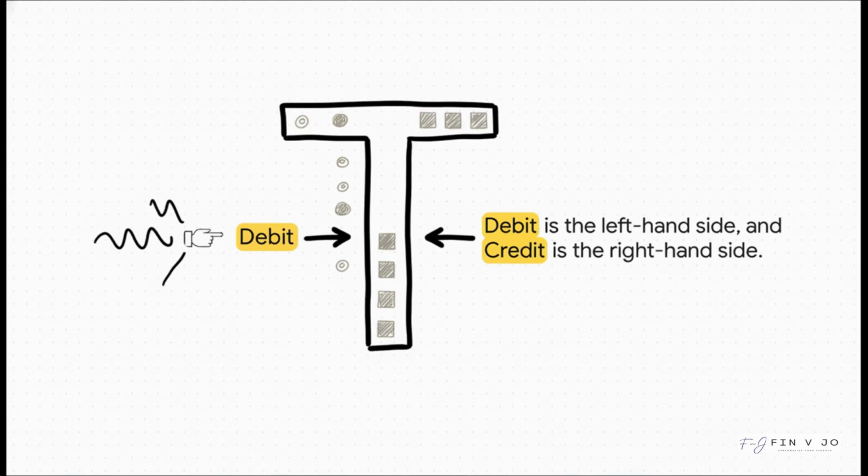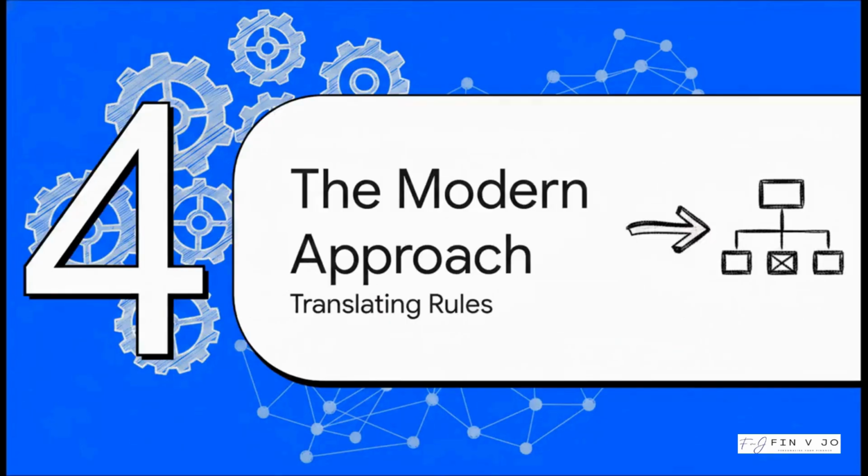If you draw an account out on a piece of paper in a big T shape, debit simply means the left-hand side, and credit just means the right-hand side. That is literally it. When we say an account is debited, we're just jotting a number down on the left side of the ledger. Please don't let the terminology intimidate you. It's just directional. Which brings us to Section 4, the modern approach, translating the rules.